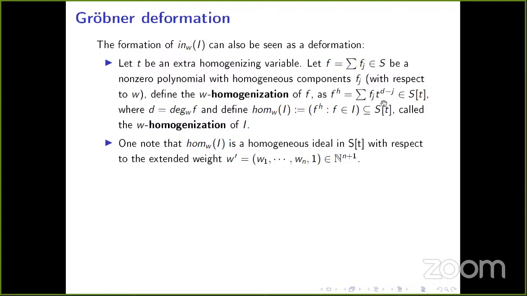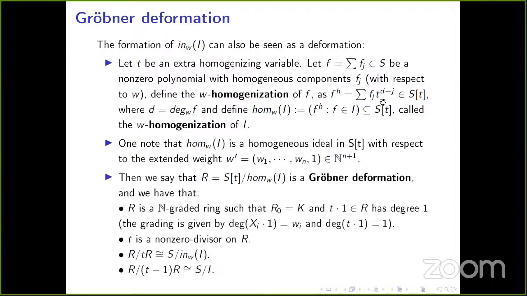So that is the multiplication we have seen. Then we define hom_W(I) as the ideal generated by f^h, where f belongs to I, and it's an ideal of S[T]. It's called the W-homogenization of I. One notes that each f^h is a homogeneous polynomial in S[T], hence hom_W(I) is a homogeneous ideal of S[T] with respect to the extended weight, where the weights of x1 up to xn are the same as w1 to wn, but the weight of T, the extra variable, is given as 1.